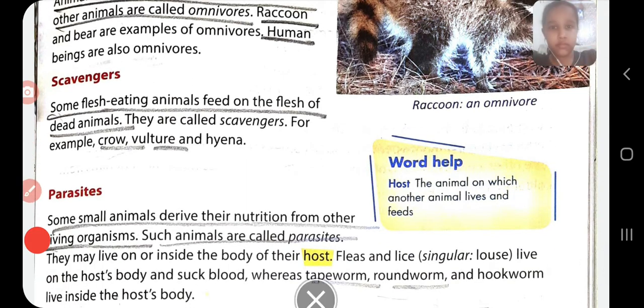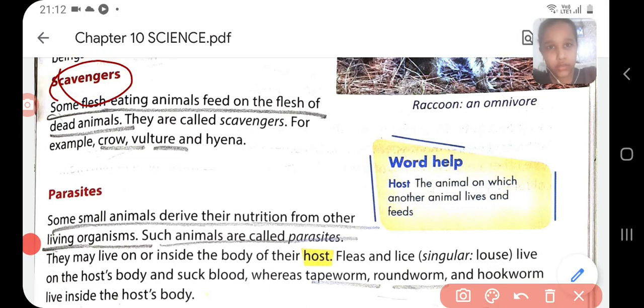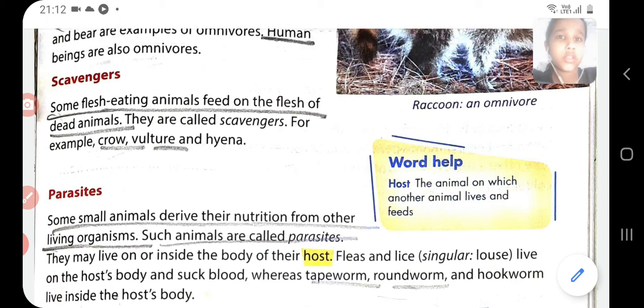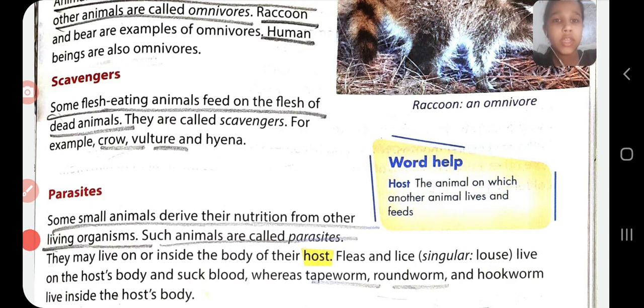Now, what are scavengers? Okay, I can tell you. Some flesh-eating animals feed on the flesh of dead animals. Matlab ki wo hunt nahi karte apne liye. Wo jo animals mar jate hain, unka flesh khate hain. They do not hunt for it, like a lion or tiger. They're eating, but due to some reason they have run from there, so then the scavengers will come and eat that leftover flesh. Examples would be crow, vulture, and hyena.